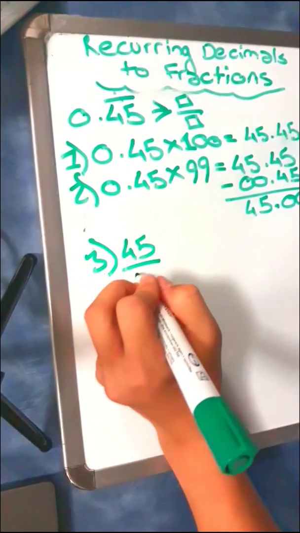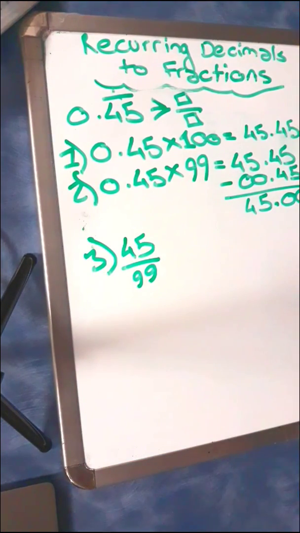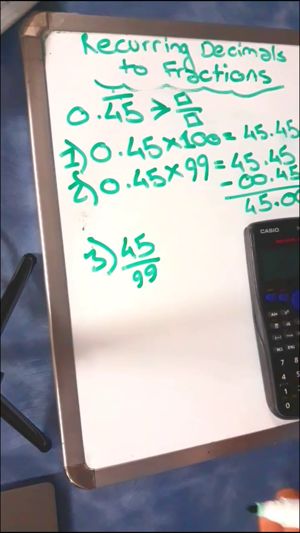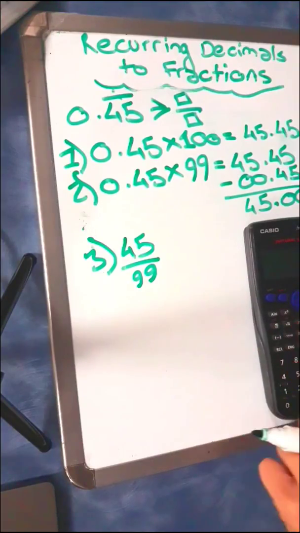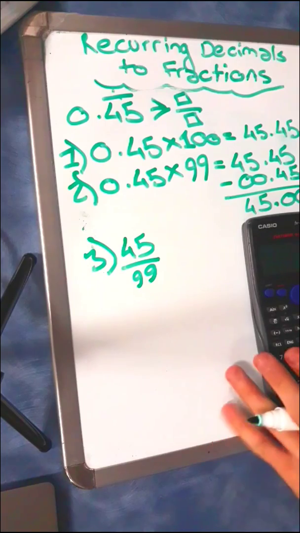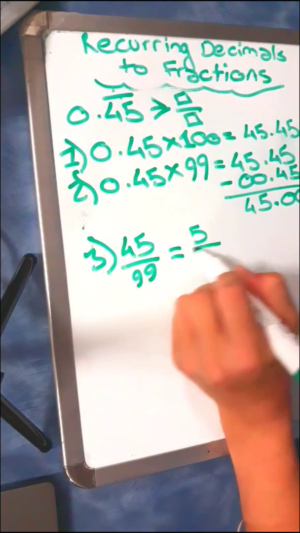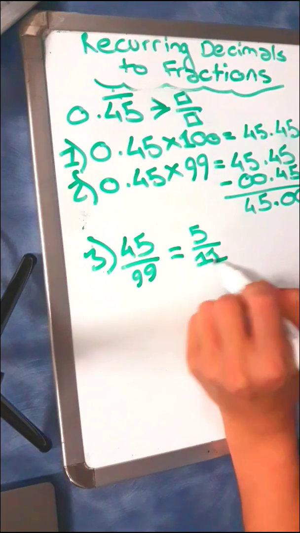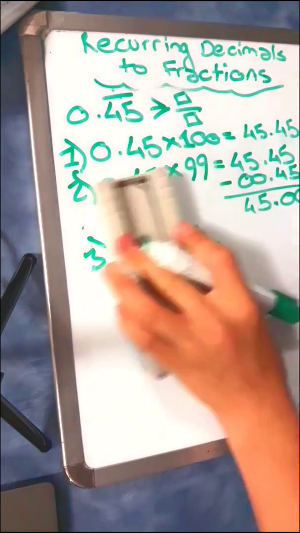Step 3, 45 over 99. That can be brought down to its lowest terms of 5/11ths. So that's how to work out 2 decimal places recurring.